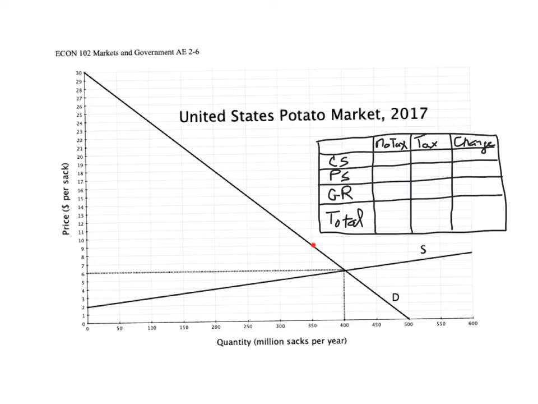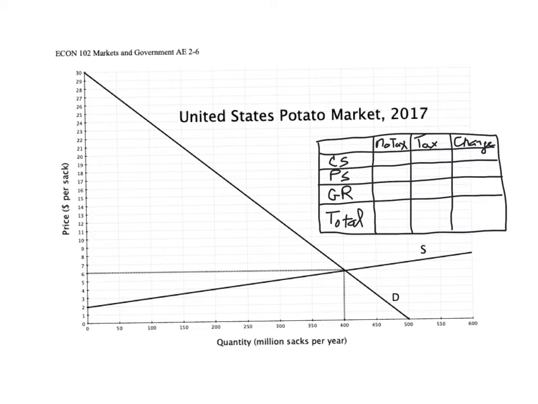It turns out that at approximately this quantity of 350, the buyers would be paying $9 per sack, sellers would be receiving $5.50. 9 minus 5.50, that's our $3.50 tax. There's only one quantity where that vertical distance is exactly equal to the size of the tax. In this case, the tax is $3.50. There's our analysis. Let's draw that in.